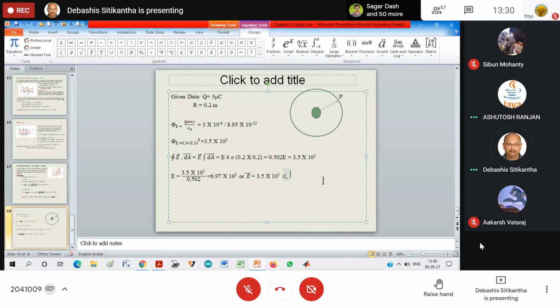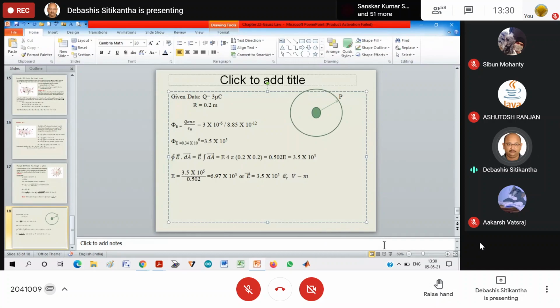Newton per coulomb, or I can simply write it as volt per meter. Volt per meter is also the same thing. When we talk about electrical things, the unit should be in terms of electrical terms, not mechanical terms. Newton is a mechanical term, so we sometimes prefer to write it in volt per meter. I hope everybody has understood.